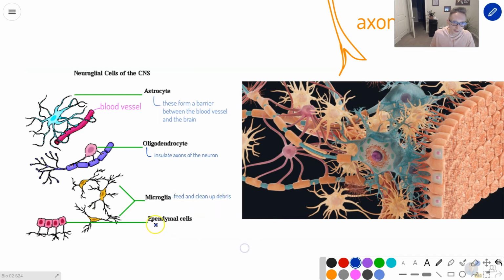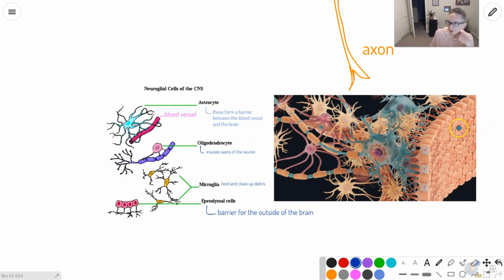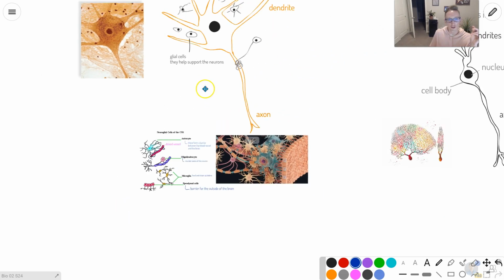And these ependymal cells make a barrier for the outside of the brain. So they keep the outside of the brain different from the inside. You can see they make this nice layer, it's almost like an epithelial layer there, right? It kind of is. So they would all have cell-cell junctions and so on. And these astrocytes would also have cell-cell junctions on their little feetsies here. Pretty cool. So that's nervous tissue.